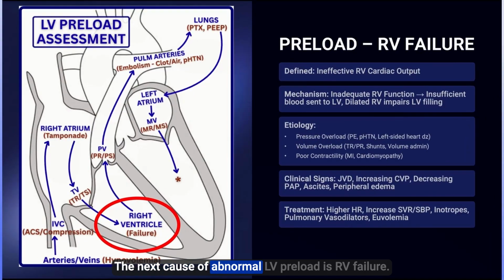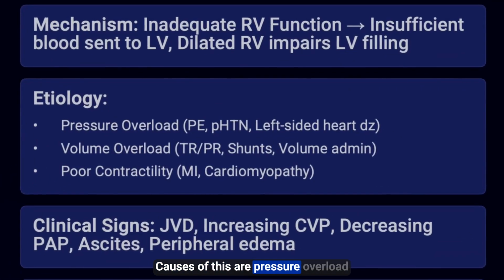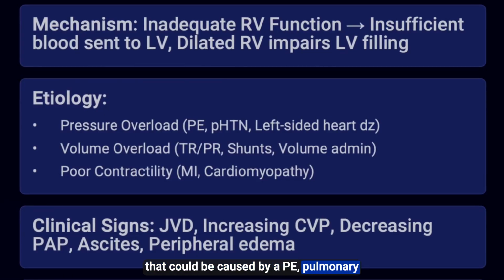The next cause of abnormal LV preload is RV failure. This is defined as ineffective RV cardiac output. Inadequate RV function leads to insufficient blood being sent to the LV to be ejected to the body. And also, as that RV dilates and is hypokinetic, it can impinge on LV filling and cause further reduced cardiac output. Causes of this are pressure overload that could be caused by a PE, pulmonary hypertension, or left-sided heart disease, volume overload that could be caused by tricuspid regurgitation, pulmonic insufficiency, shunts, or excessive volume administration, or poor contractility that could be seen in the context of a myocardial infarction or cardiomyopathy.